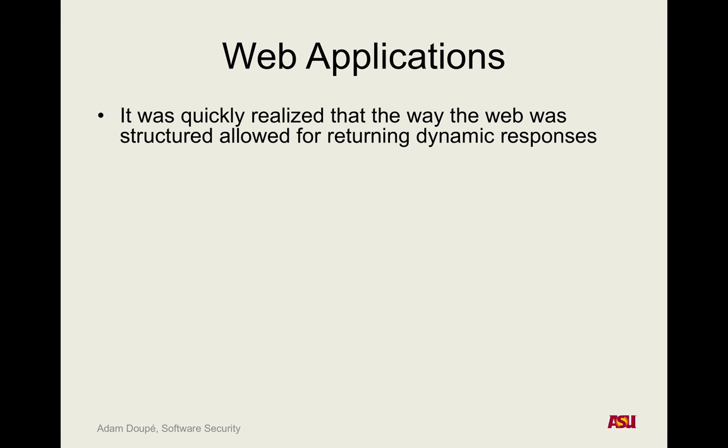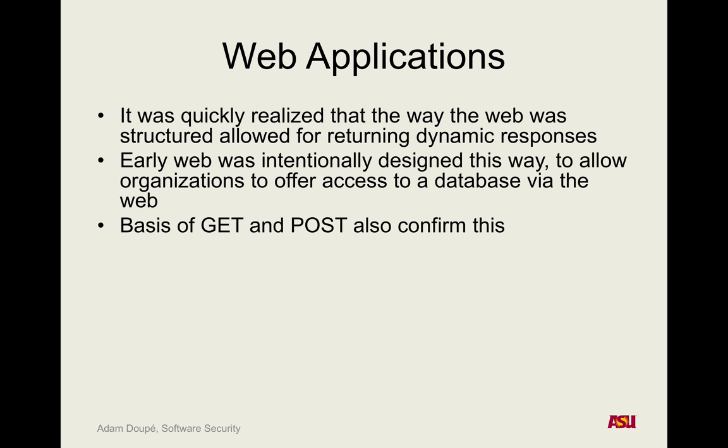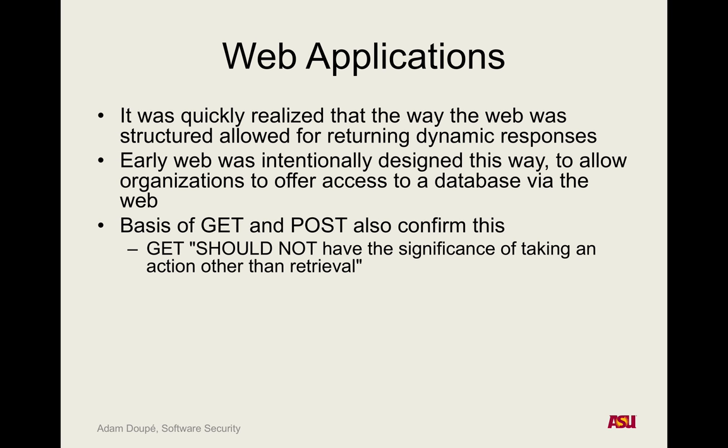And the web was really structured this way. This is why we have all these query parameters and post parameters, ways to actually interact with the website. And GET and POST have this distinction. GET means just give me the resource. The spec says, even though it doesn't have to be this way, that GET should not have any other action except for retrieving something. So there should be no side effects. Making a GET request should be perfectly safe all the time.